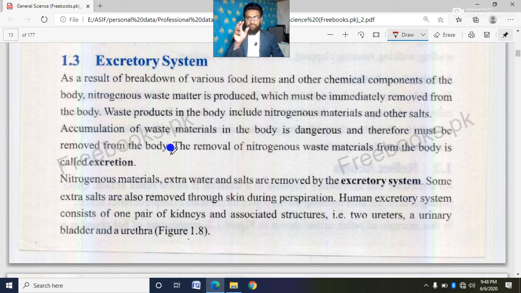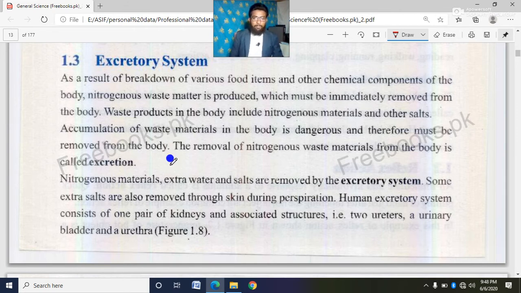Dear cadets, if due to some reason these waste materials are accumulated or stored in our body for a long time, then they become dangerous for our health, dangerous for our body. So it is very necessary and important to remove and excrete these waste materials from our body.